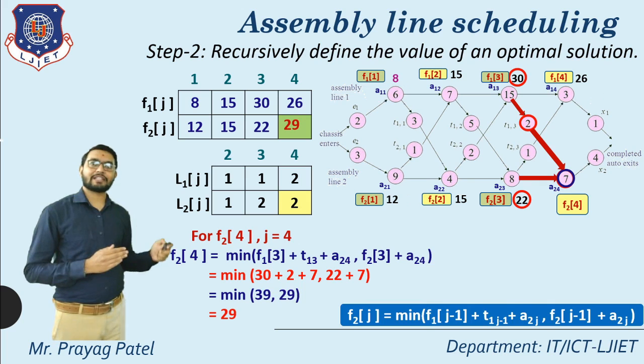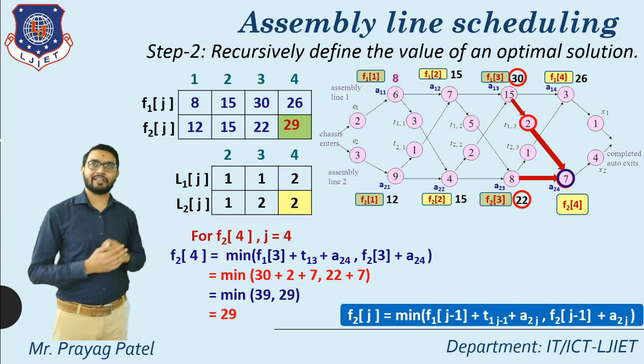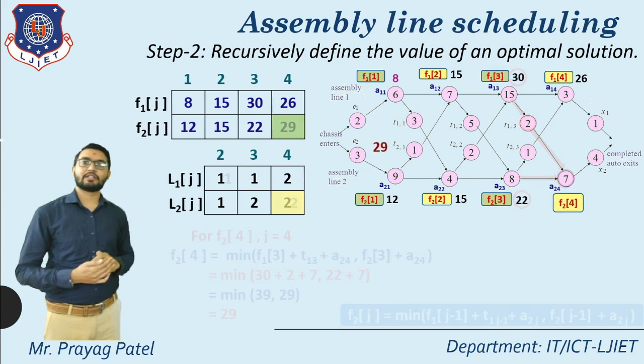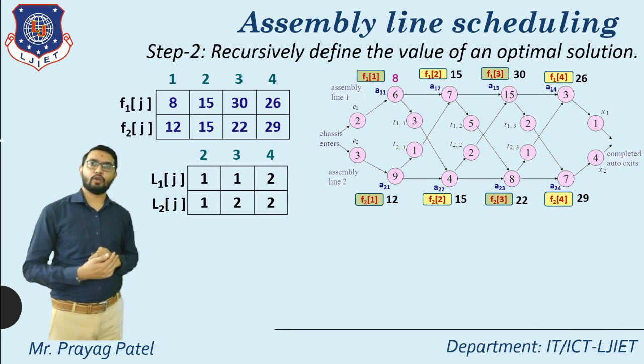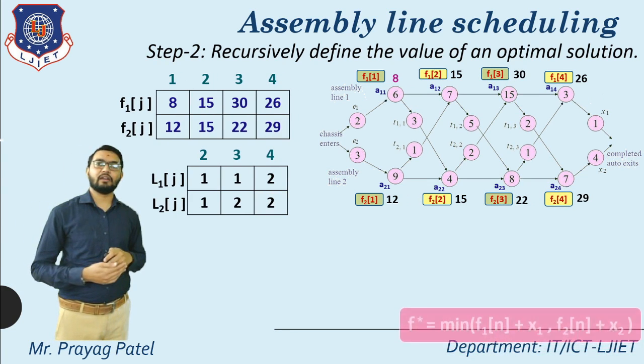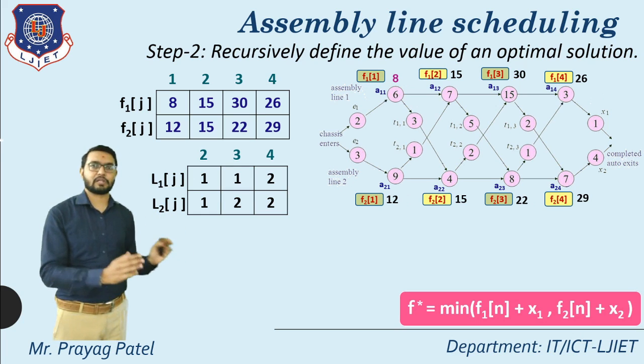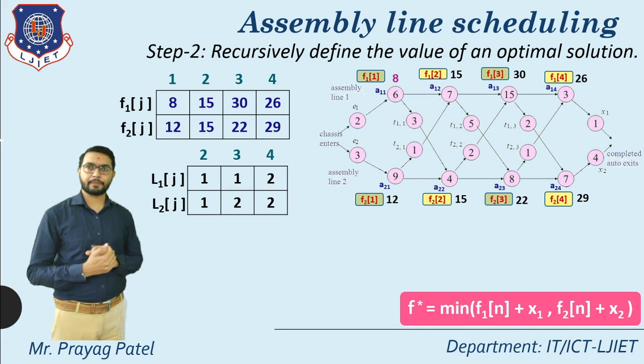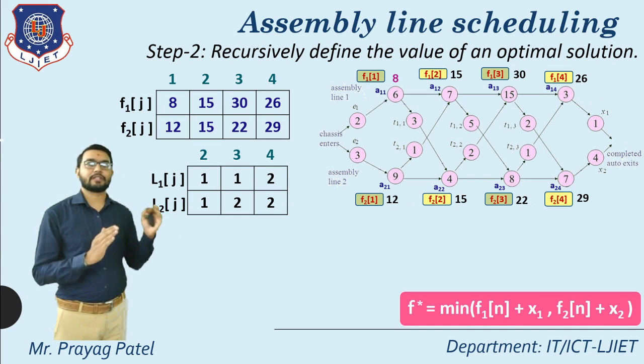So here consider the last formula for the final cost after station number n. Here consider each and every value in this table. Now find the value according to the equation F star. What is the equation of F star? F star equal to minimum of F1n plus x1, and the second part is F2n plus x2.